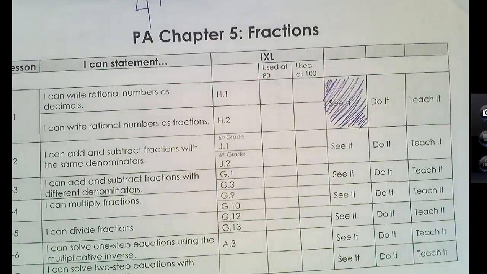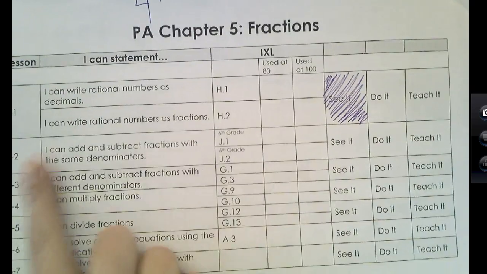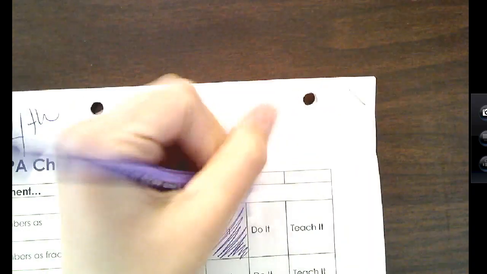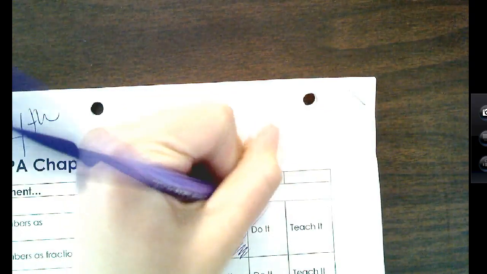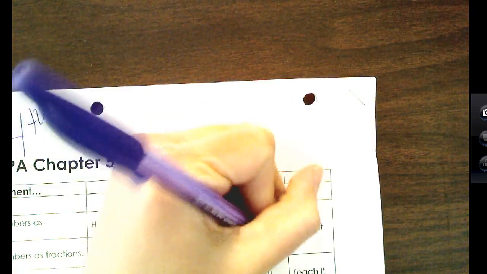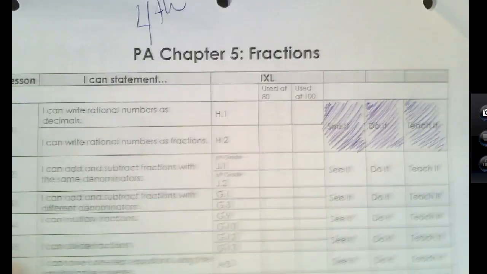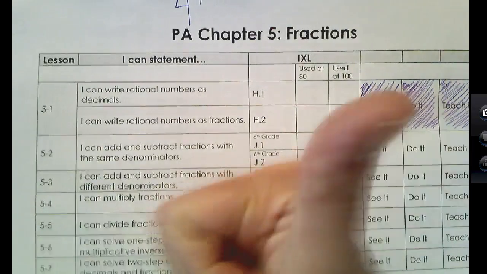All right, so on your front cover sheet, you guys are self-reflecting. How did you feel about 5-1? Did you feel pretty good about writing decimals as fractions and fractions as decimals? If you're not super confident, just leave it as the "see it", so that way you know you need to focus on these two IXL lessons. And then when you're done with that, give me a thumbs up.